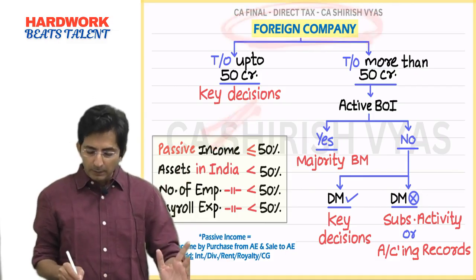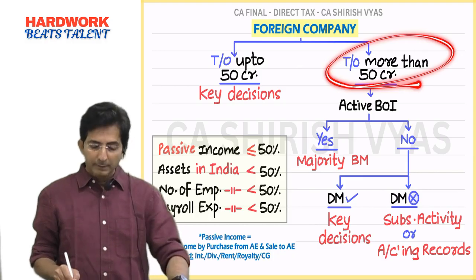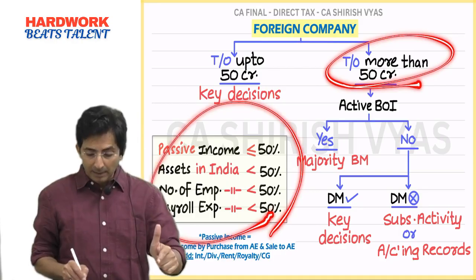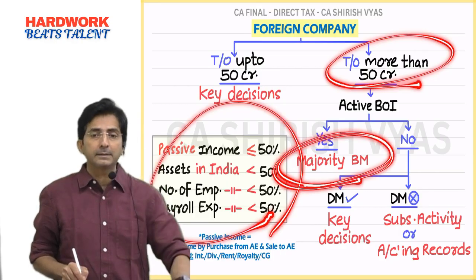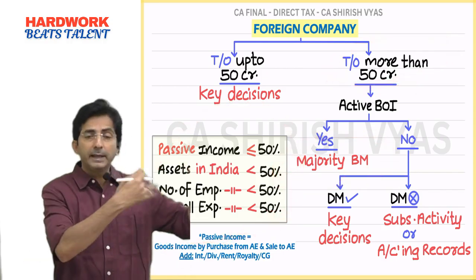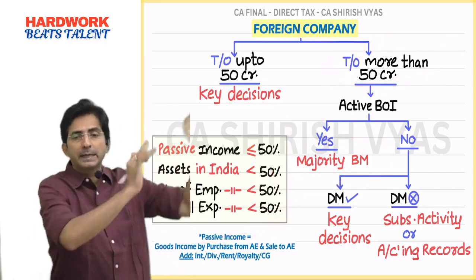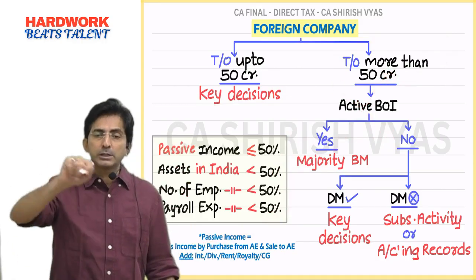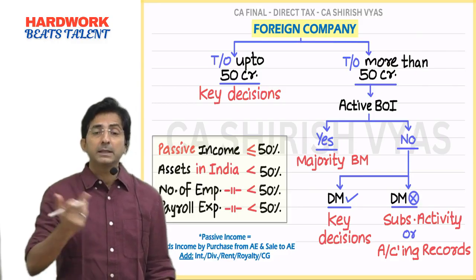And then if the turnover is more than 50 crore, then he will figure out the four conditions. And if passed, then he will ask the number of board meetings. And if the majority of board meetings are outside, then he will say POEM outside, NR. But if you fail in the active business test, then his next question will be, who takes the decisions of the company?